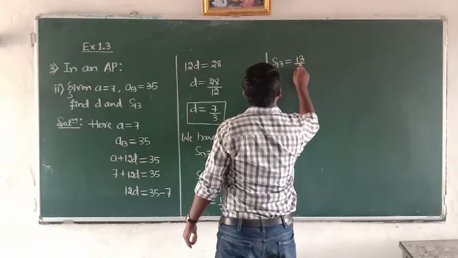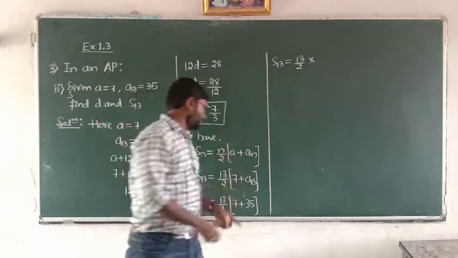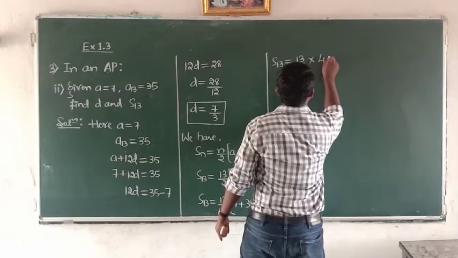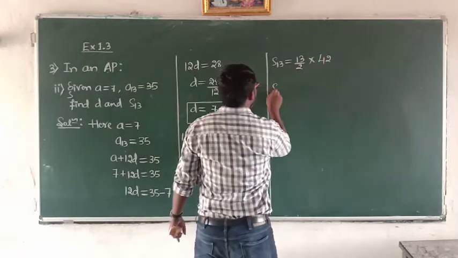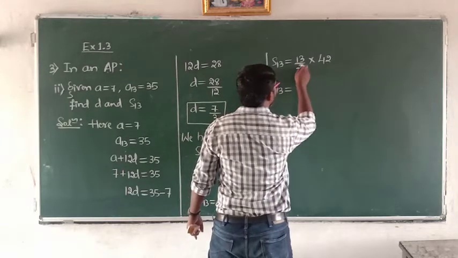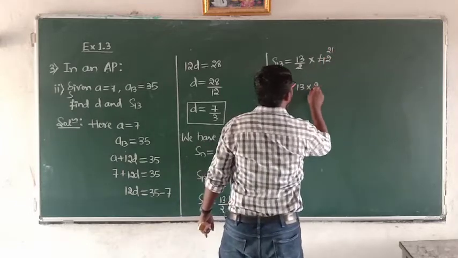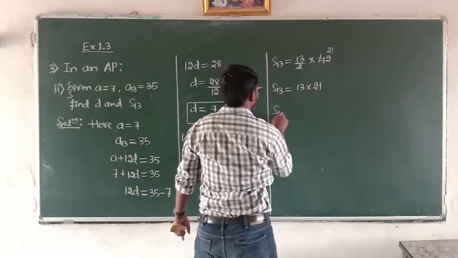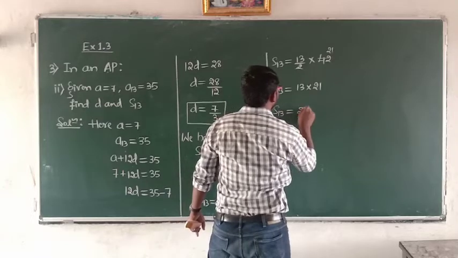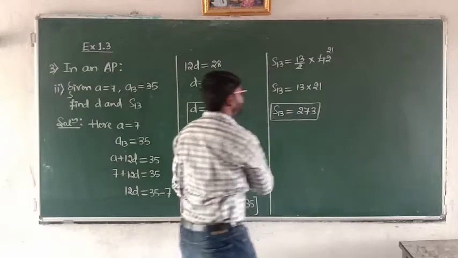So now S13 is equal to 13 by 2 into how much? If we add these two, we get 42. So S13 is equal to 13 by 2 into 42. 2 ones are 2, 2 twenty-ones are 42. So 13 into 21, S13 is equal to 273. So this is the value, 273.